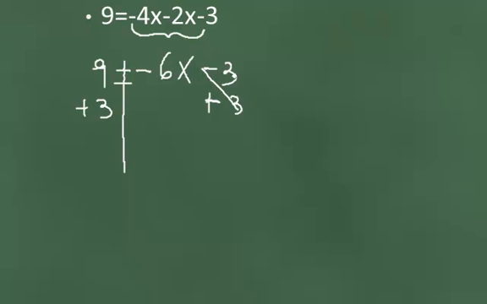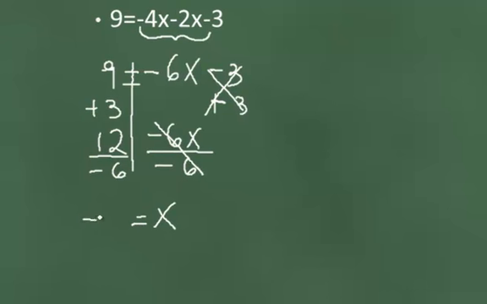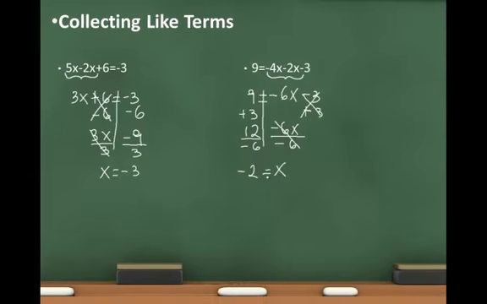-3 plus 3 is 0. So on this side, you're left with -6x, and here you have 9 plus 3, which is 12. Divide both sides by -6 to get rid of this -6 over here. This will go to 1, so you're left with 1x equals 12 divided by -6, which is just -2.